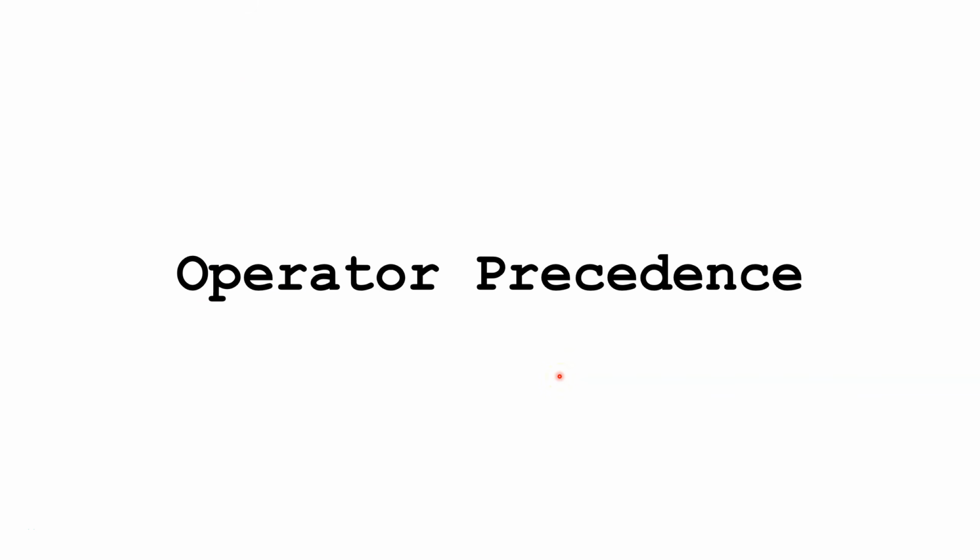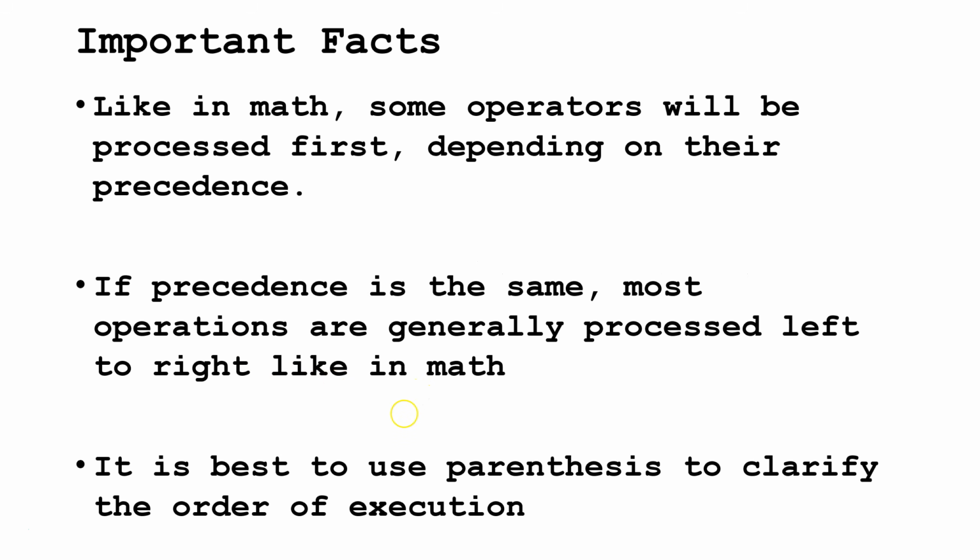In this Java tutorial, we are going to learn about operator precedence. This is sometimes also called order of execution or order of operation. Some important facts to know. Like in math, some operators will be processed first, depending on their precedence. If precedence is the same, most operations are generally processed left to right like in math. It is best to use parentheses to clarify the order of execution. We want to make it as easy as possible for other programmers to understand our code, even if they don't have a perfect understanding of order of execution.